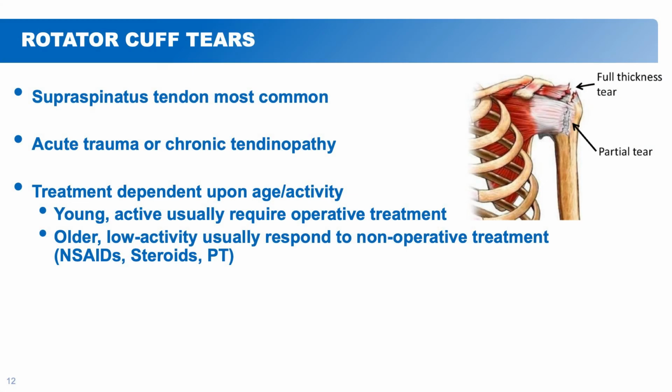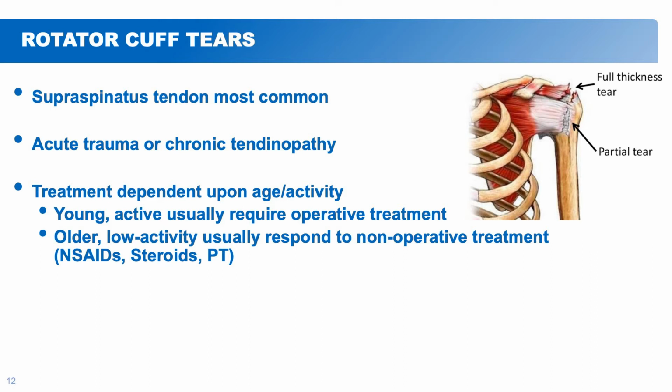But I would say the mainstay for any type of tendonitis or bursitis is non-operative measures, and the majority of patients can get better with conservative care. The next thing we'll talk about today are rotator cuff tears. Supraspinatus tendon tears are the most common, and this is the top rotator cuff tendon. This can often be due to either acute trauma or a chronic wear and tear type pattern from a chronic tendinopathy type picture. Treatment is also based upon age and activity level.